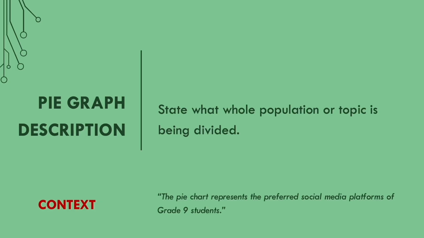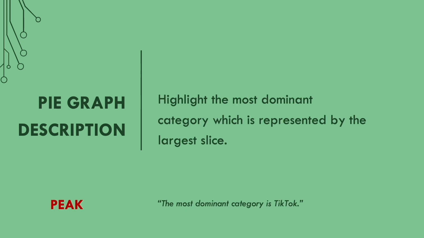In the context, you state what whole proportion or topic is being divided. For example, the pie chart represents the preferred social media platforms of grade 9 students. For the peak, you highlight the most dominant category which is represented by the largest slice. For example, the most dominant category is TikTok.